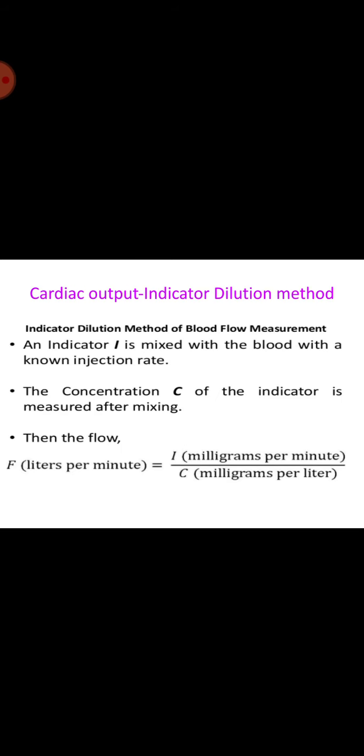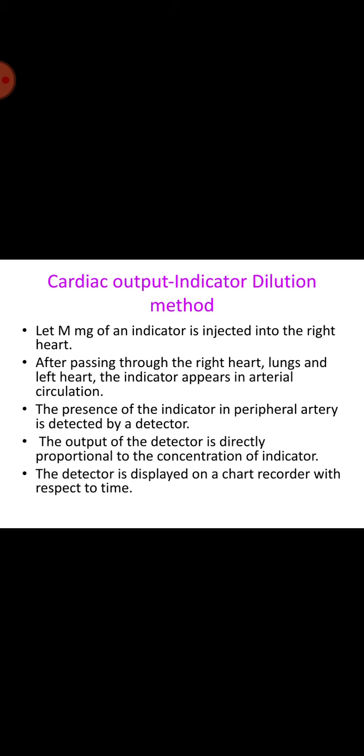This diagram shows the procedure for indicator dilution. So here an indicator I is mixed with the blood with a known injection rate and the concentration of the indicator is measured after mixing. Then the flow F is given by I by C, where I is the indicator in milligrams per minute and C is given in milligrams per liter. So after passing through the right heart, lungs and left heart, the indicator appears in the arterial circulation. So the output of the detector will be directly proportional to the concentration of the indicator.